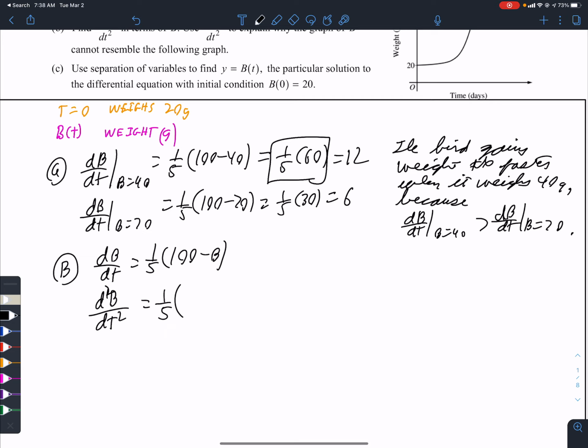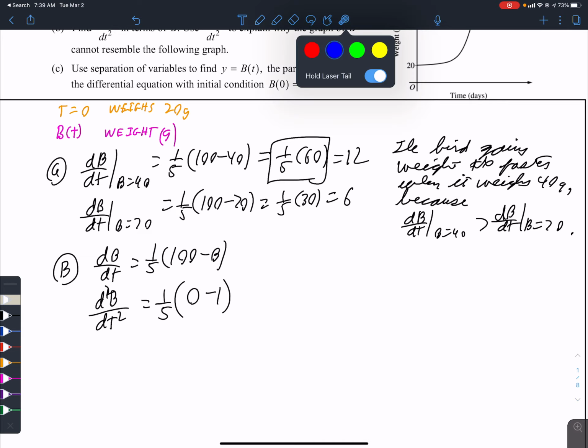1/5 the constant. Derivative of 100, 0. Oh, derivative of minus b? That's just minus 1, because the derivative of a variable is just a number in front, right? Wrong. Be very, very careful.